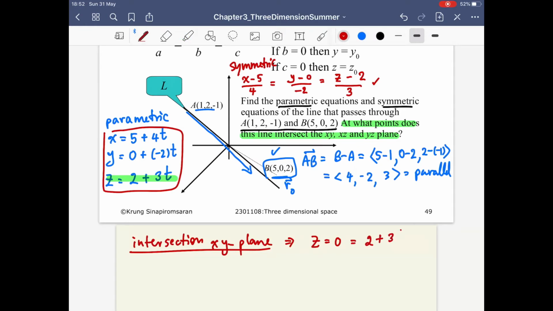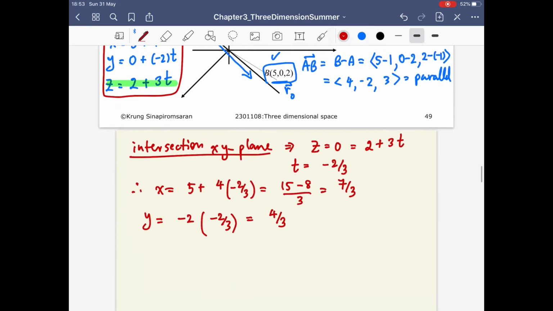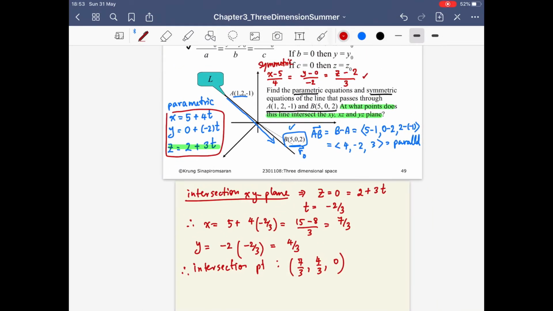So it means that your 2 plus 3t equals 0. So it means that your t is actually negative 2 over 3. Okay, as you got this parameter, then you know that your x will be 5 plus 4 times negative 2 over 3, which is 15 minus 8 over 3, and it is 7 over 3. And then your y is negative 2 multiplied by negative 2 over 3, which is 4 over 3. So it means that the intersection point is simply your x, your y, and your z must be 0. Okay, so this is the intersection point of this straight line with the xy plane.